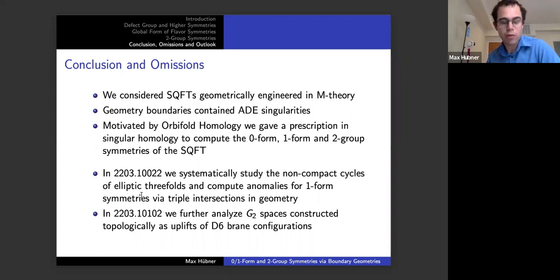Now, in the papers, we cover more. So in the first paper, we systematically study the non-compact cycles of elliptic threefolds and also compute anomalies for 1 form symmetries via triple intersections in geometry. This is very interesting in itself and deserves its own talk. In the second paper, we also discuss G2 spaces. And the point here is that because we're only processing topological information, it's enough to describe these G2 spaces as uplifts of D6 brane configurations. And so for details, see here.